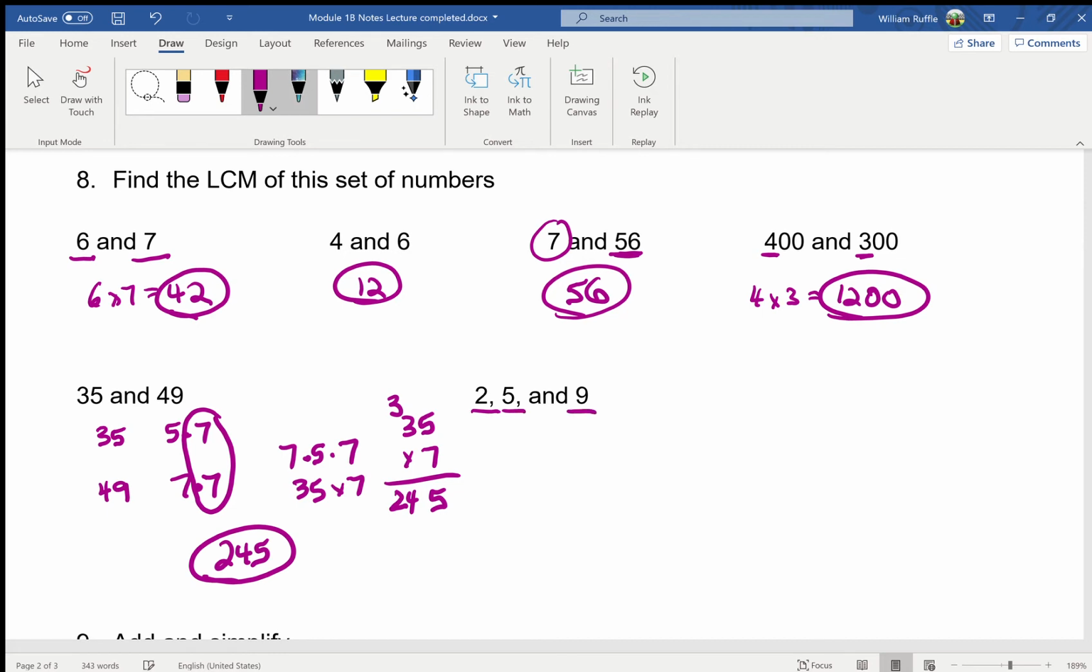Now, 2, 5, and 9. This is actually very similar to the first question that we did, like 6 and 7. 2, 5, and 9 have no common factors whatsoever. When they have no common factors whatsoever, I just multiply them all. 2 times 5 times 9, 10 times 9, that's 90, and we're good to go. So no common factors, you can tell that. I would like to say they're all prime, but 9 is definitely not prime, because 3 times 3 is 9. But 3 doesn't go into either one of those, so I'm good.